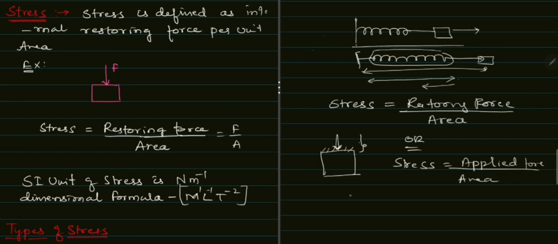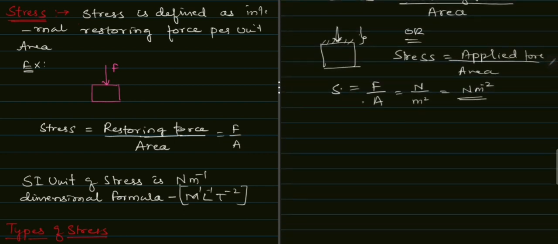So what is the SI unit here? We can take the formula for the stress, that is force per unit area. Force is in Newton and area is in meter square. Therefore Newton per meter square is the SI unit of stress. And now, what is the dimensional formula? I have written the dimensional formula here.